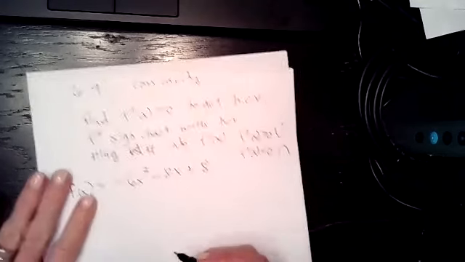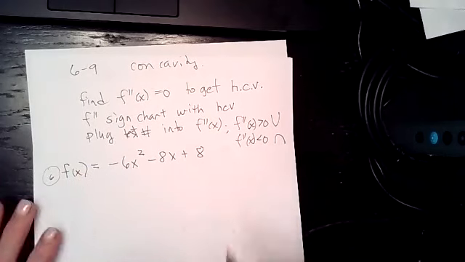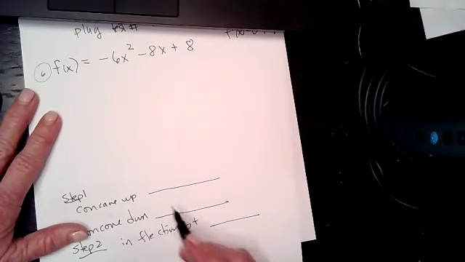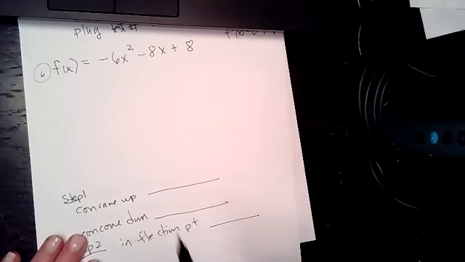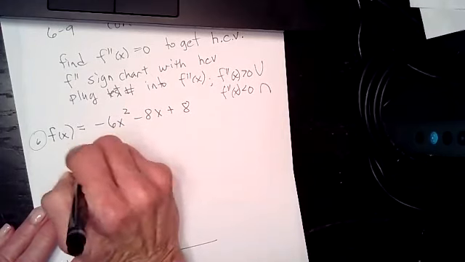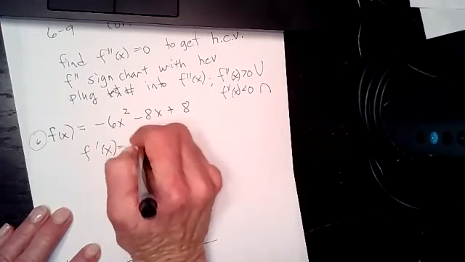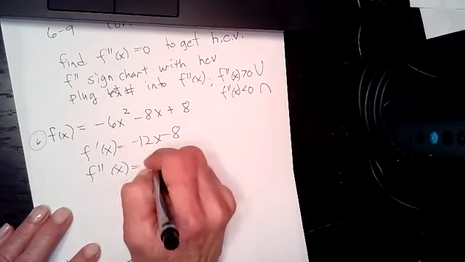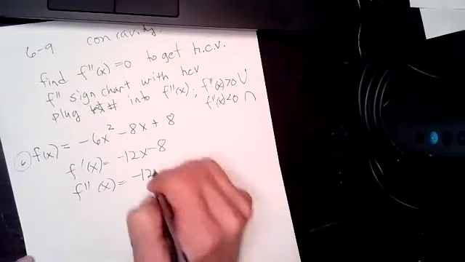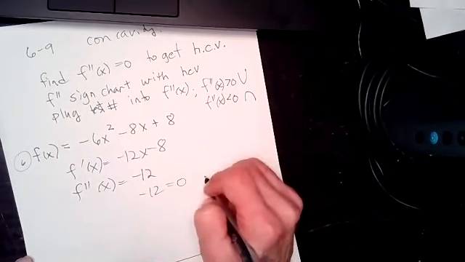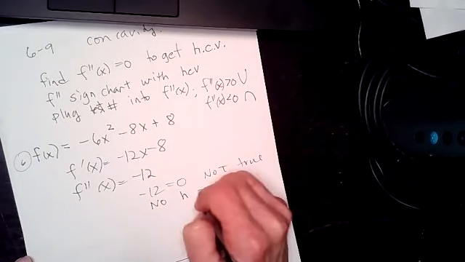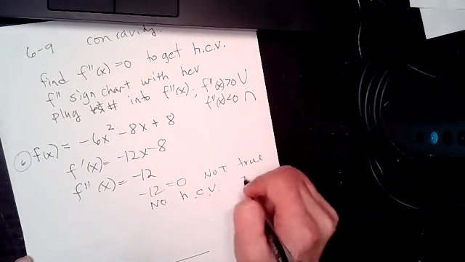Okay, if I look at this and don't know what it looks like, they ask me for concave up, concave down, and any inflection point. When they ask for concavity, we go right to the second derivative. So f prime is negative 12x minus 8, and f double prime of x is negative 12. When I set my second derivative equal to 0, that's not true, right? There's no hypercritical value. So what do I do?